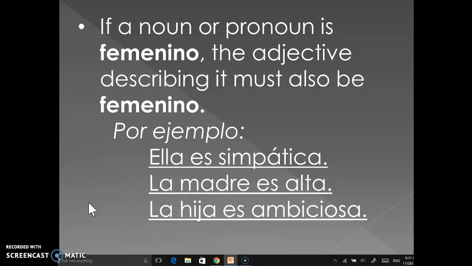And now, if a noun or pronoun is femenino, or feminine, such as la pluma or las plumas, the adjective describing it must also be feminine. This also has to do with if you're discussing a girl or talking to a girl about herself. Please write down the examples and then translate them, once again, to the best of your ability.